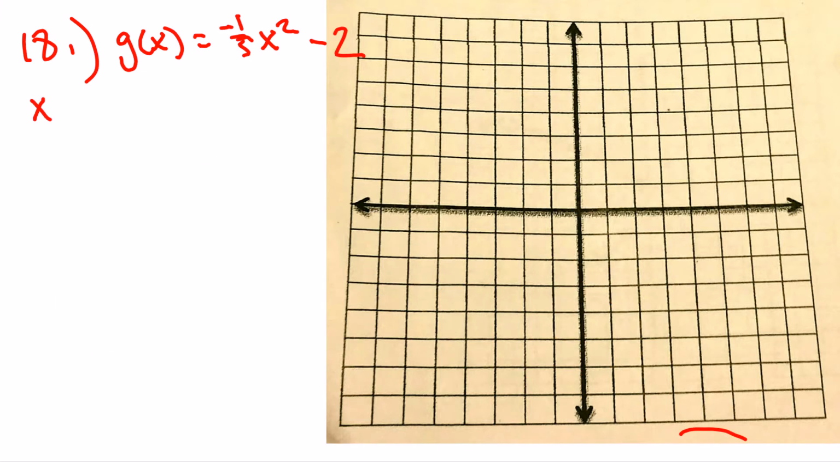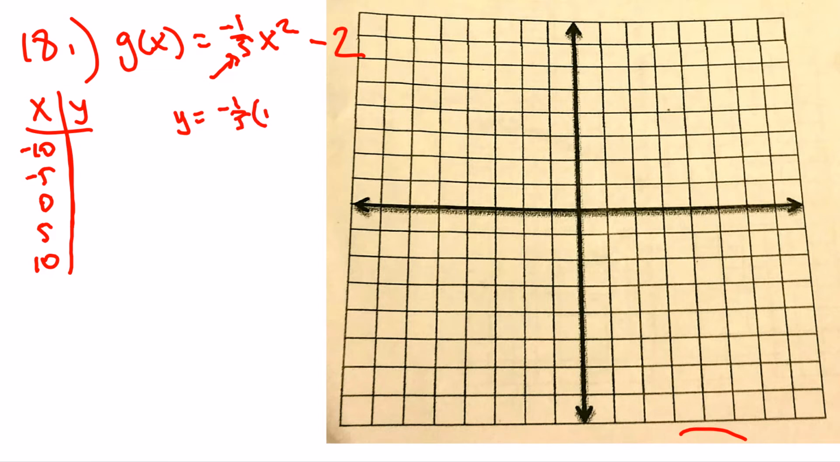Alright, number 18. So I'm going to start making my XY chart. I am not going to use negative 2, negative 1. I'm going to use negative 10, negative 5, 0, and 5, and 10 because of that fraction right there. So I'm going to use multiples of 5 so I don't have to deal with a bunch of fractions. Alright. Now, I'm going to plug in 0 because 0 is the easiest. I'm going to say y equals negative 1/5. Instead of x, I put 0 squared minus 2. That cancels out, so it's just equal to negative 2.